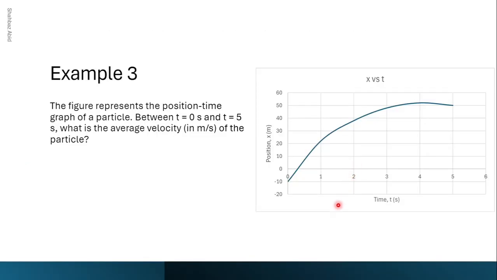Let us see an example. The figure represents the position-time graph of a particle between t equals 0 and t equals 5 seconds. What is the average velocity of the particle? The initial position of this particle is -10 and the final position is 50. The final time is 5 and the initial time is 0. Please pause this video and try to solve this problem.